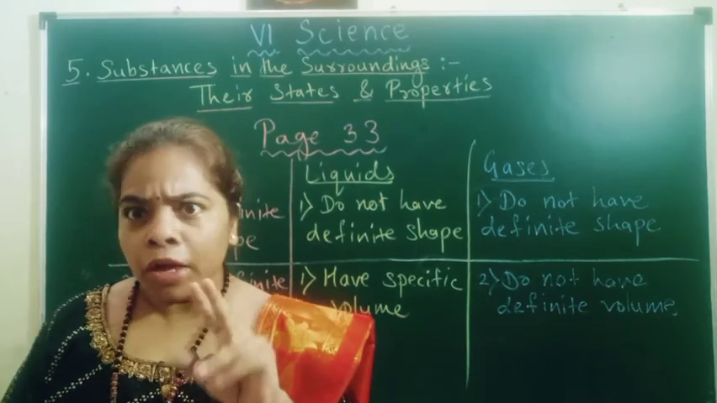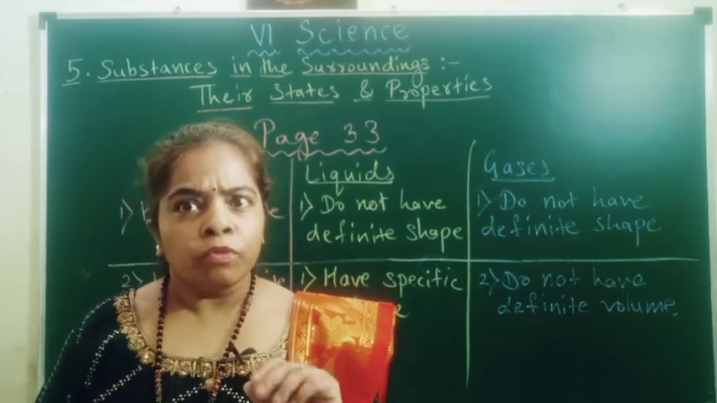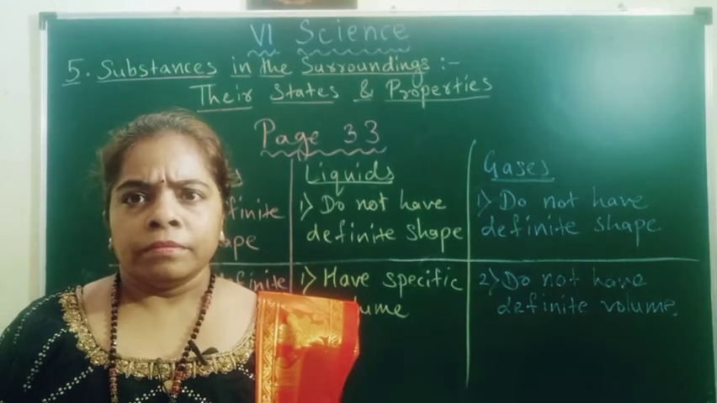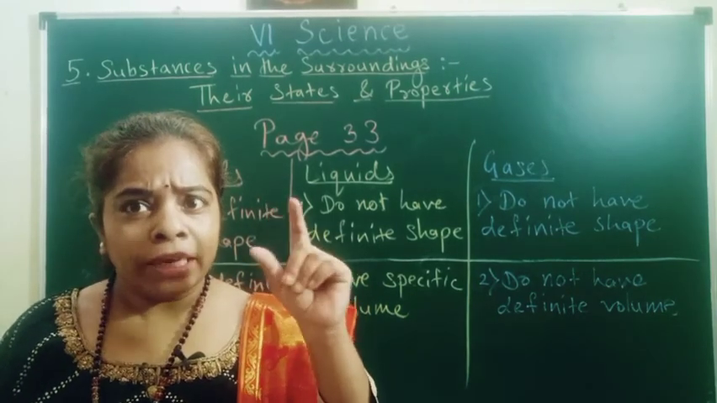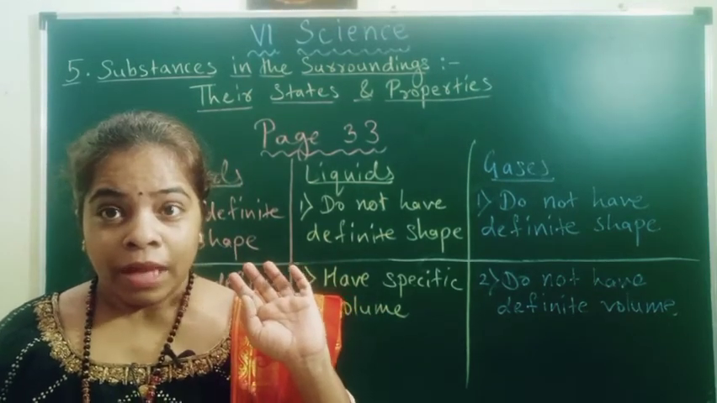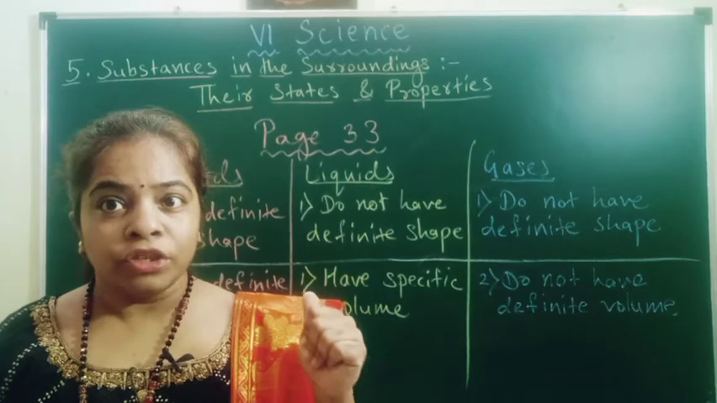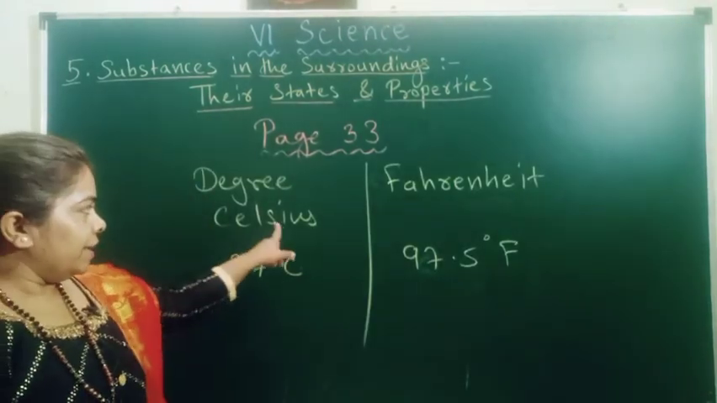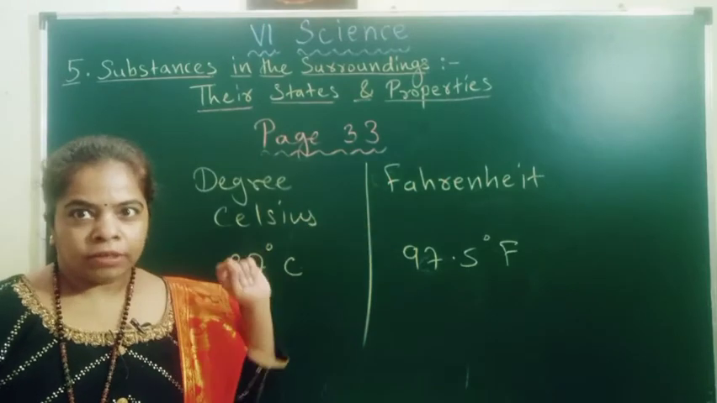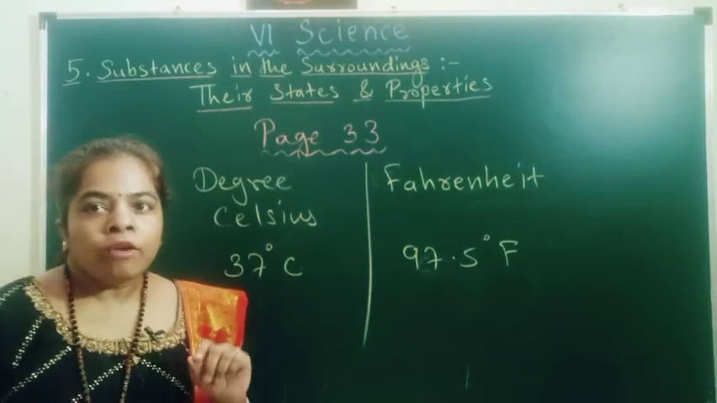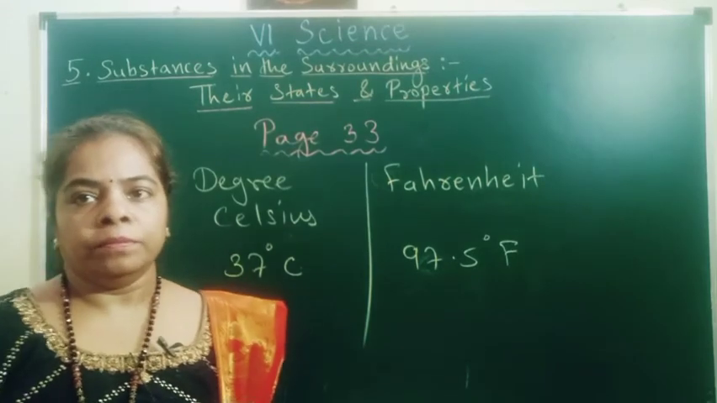Now, one more thing. How do we measure temperature in a thermometer? We measure using degree Celsius and degree Fahrenheit. I will show you that also, degree Celsius and degree Fahrenheit. Now see children, degree Celsius and Fahrenheit. We use these two different types of scales for measuring temperature.